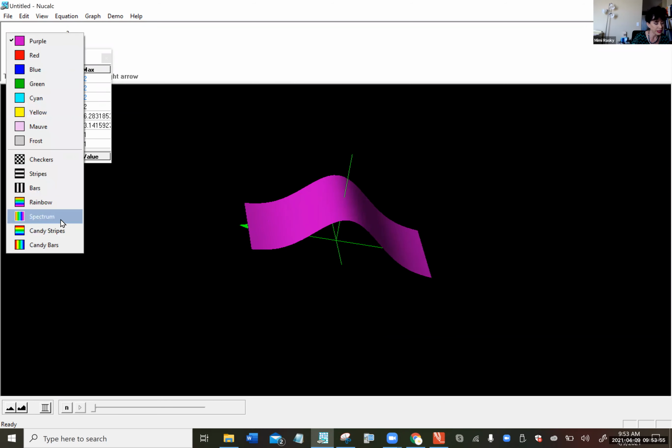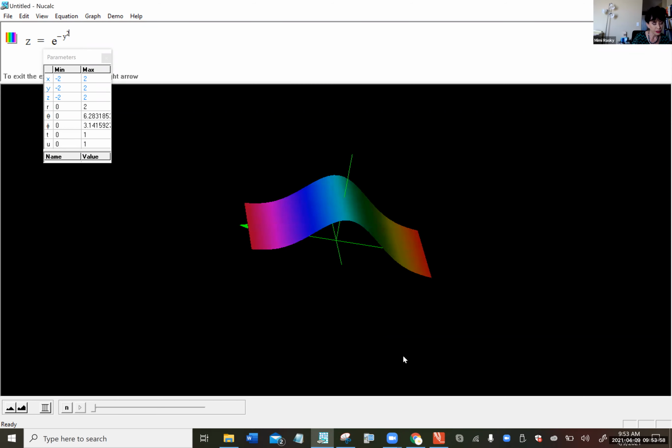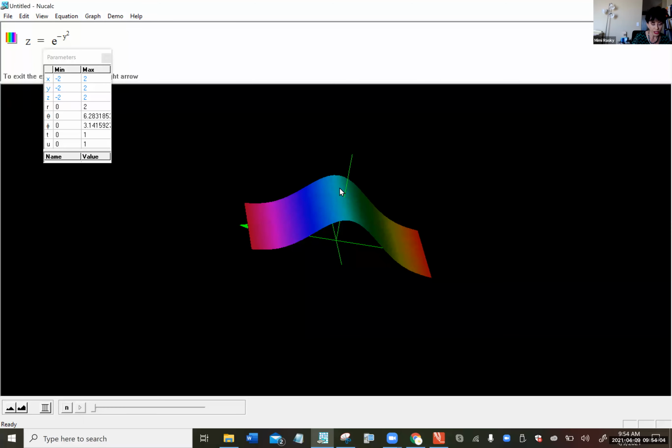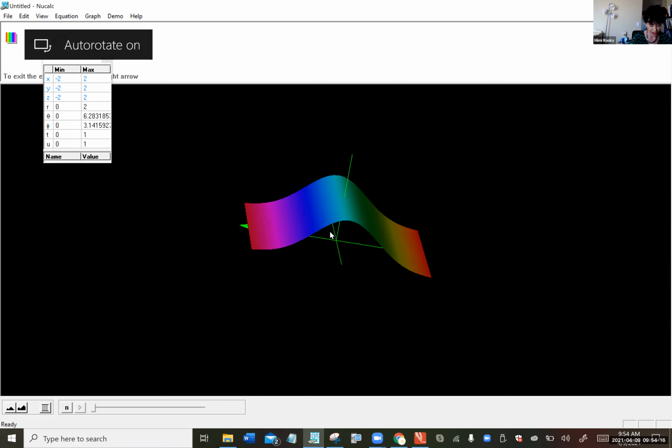It's that curvy looking thing, and I like always doing it with my colors. So that's kind of pretty. That's a nice capping surface. And if you can imagine, the portion of this capping surface that's hovering over that triangular region in the xy plane would be what our solid looks like. It's got that curvy top.